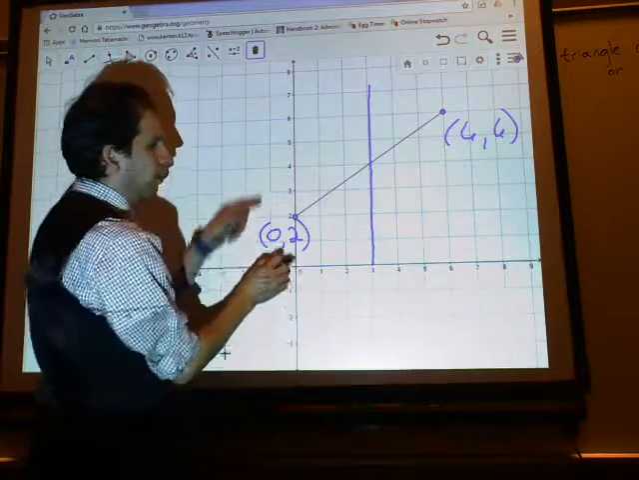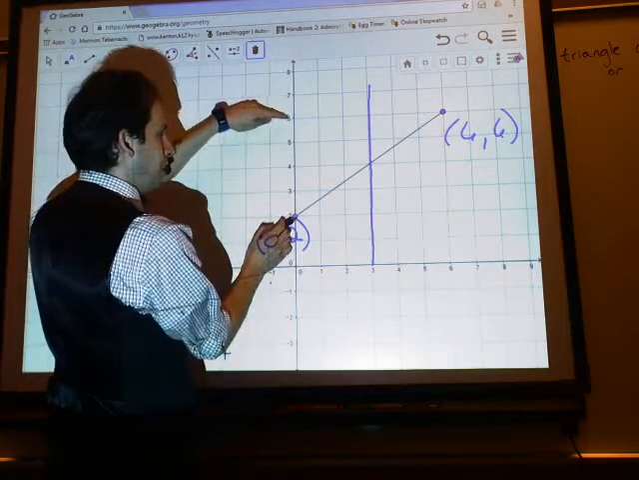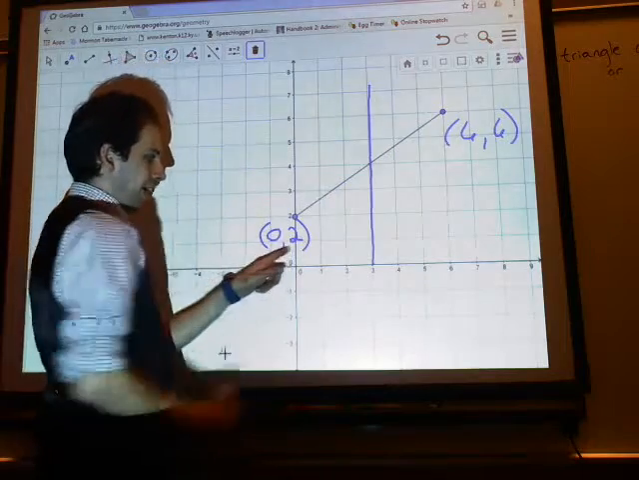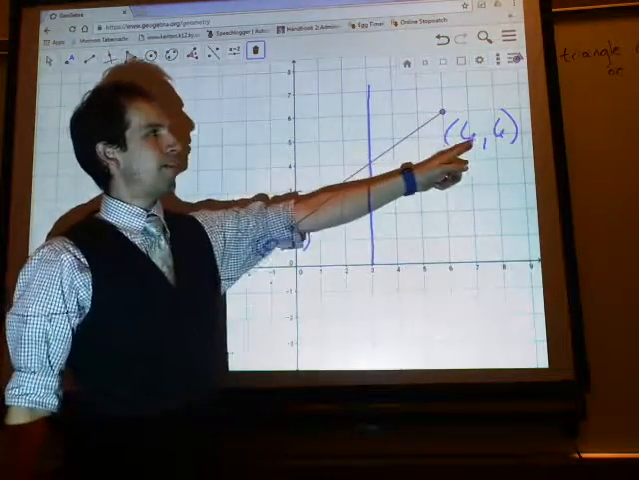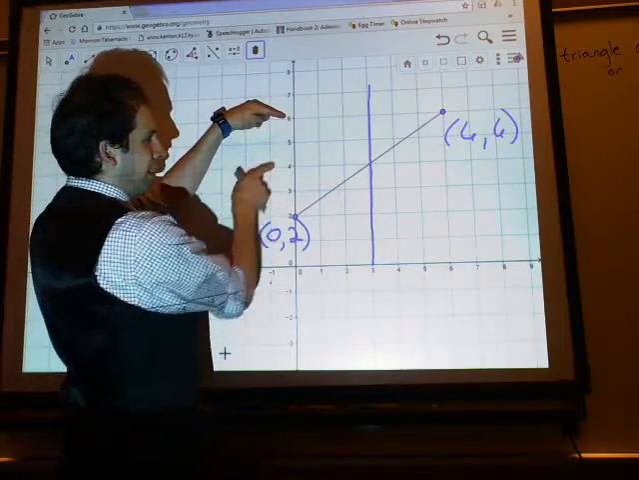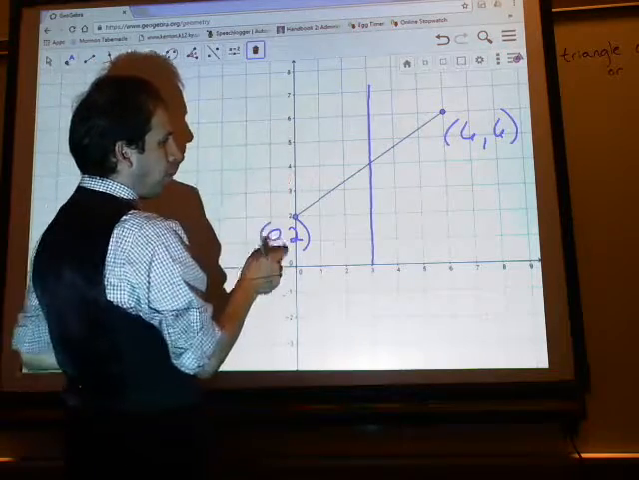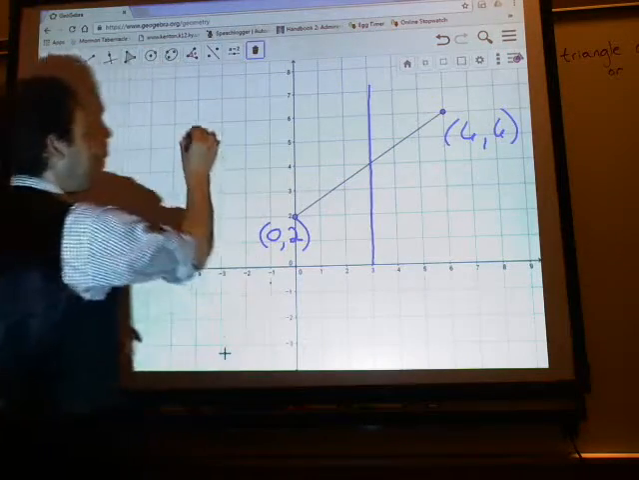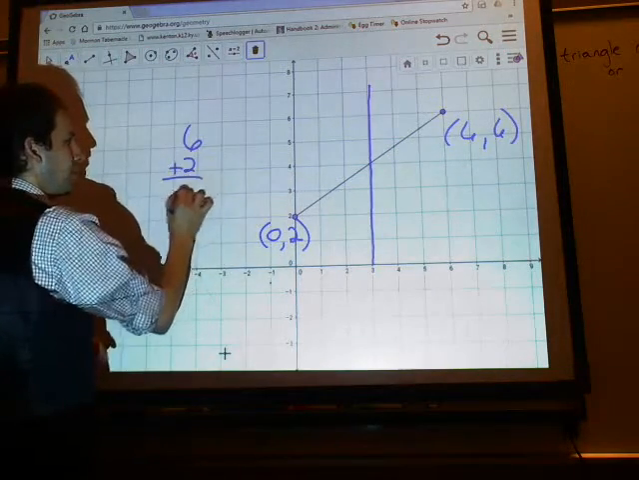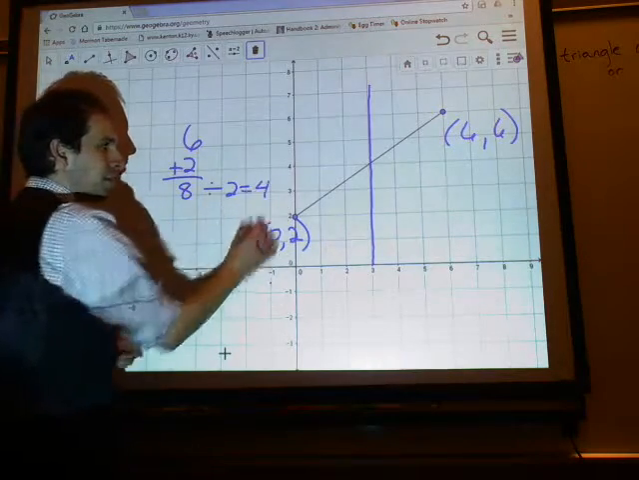Well, I also want to know the midpoint using the y-axis. So between 2 and 6, because my y value here is 2 and my y value there is 6. Somewhere between 2 and 6, that's where my midpoint's going to land. Well, it looks like it's about 4. But if you add 6 plus 2, you get 8. And divide that in half, that gets you 4.